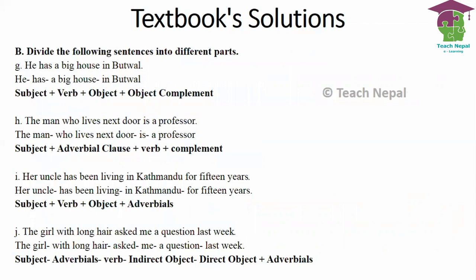Number G to J you have been given here. So you listen, namely subject, predicate, object, complement, modifier, adverbial, we took the concept, right?